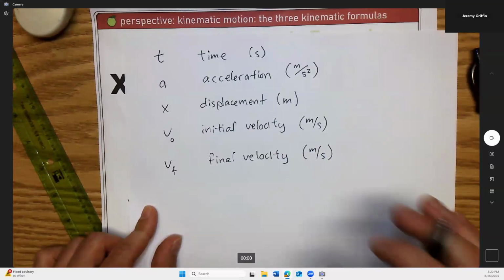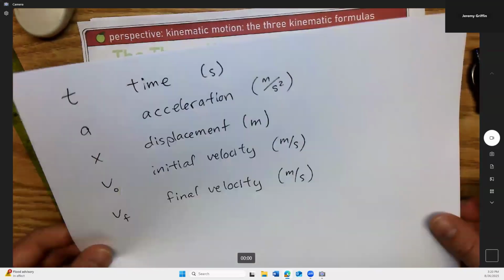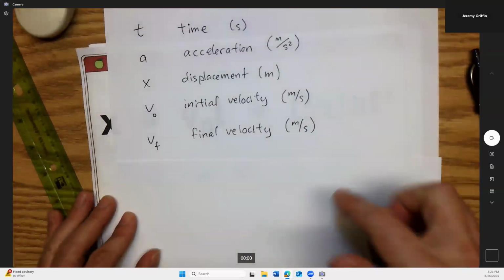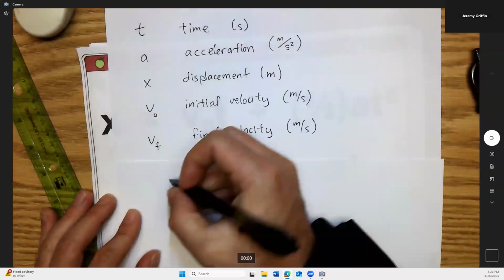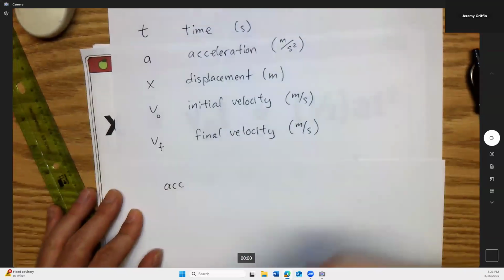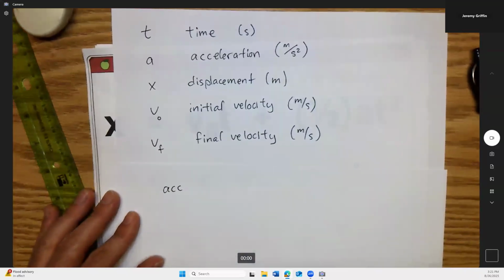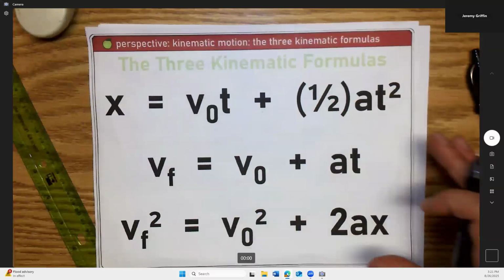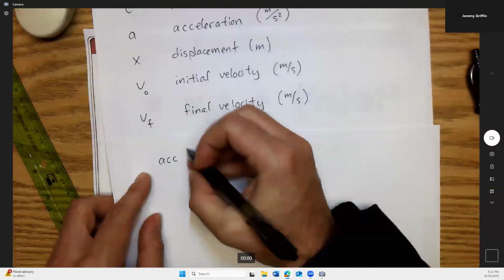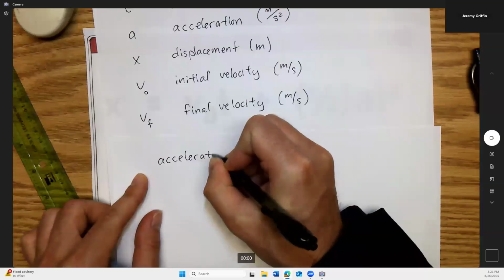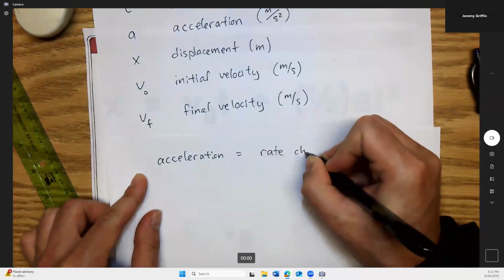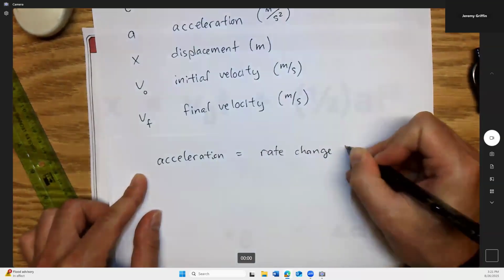So with those on the board, we're working with these 5 variables. I'm going to set up a definition for acceleration. Think of that as your first domino; we're working towards deriving all 3 of these equations one at a time here. So acceleration equals the rate of change in velocity.